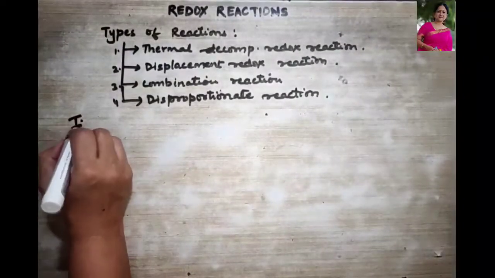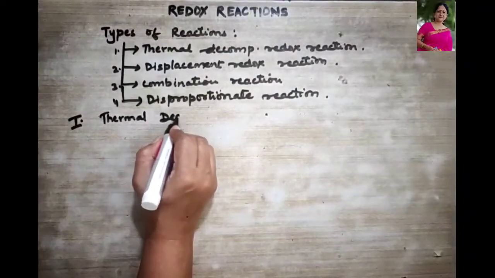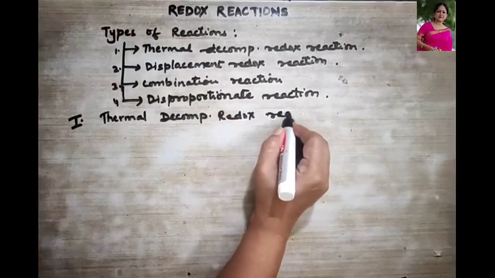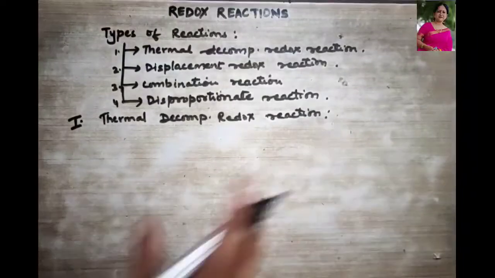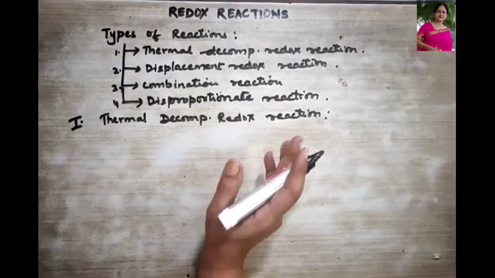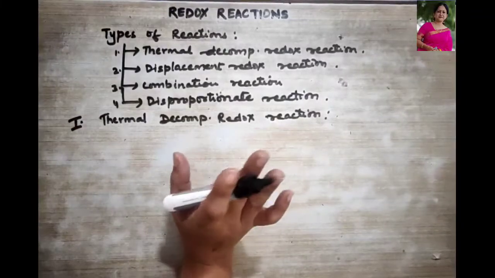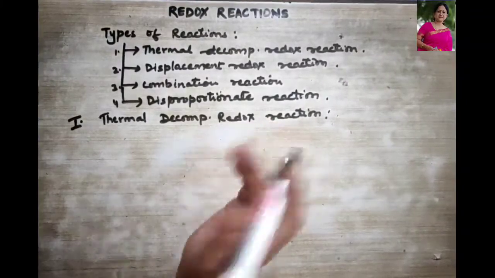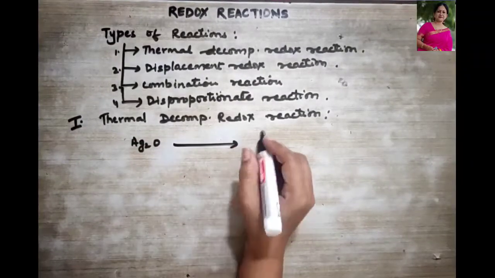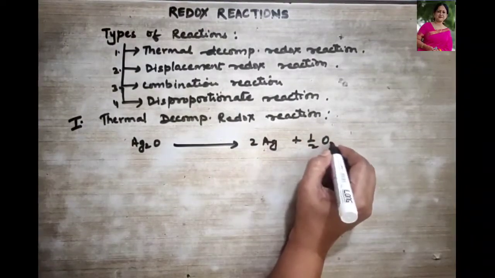So let us begin with the first type, that is the thermal decomposition redox reaction. This type of reaction involves the breakdown of the compound into two or more components, at least one of which must be in the elemental state. Okay, so let's see, for example, Ag2O on decomposition gives 2Ag plus half O2.